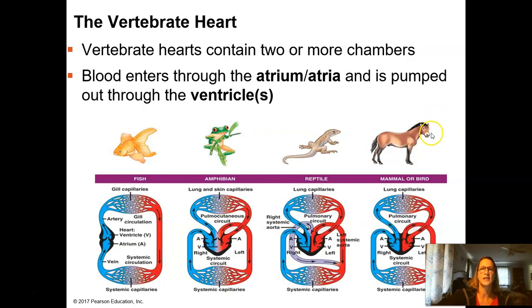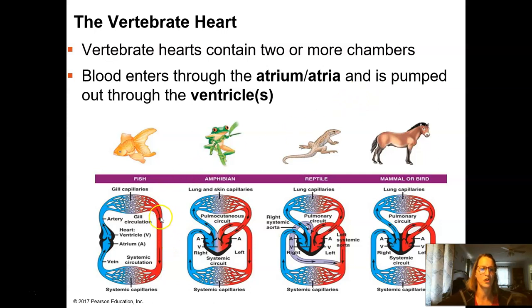All vertebrate hearts contain 2 or more chambers. You're probably familiar with human hearts having 4 chambers, but they don't all have 4 chambers. Some of them have 2, some of them have 3, and some of them have 4. Either way, the two types of chambers are the atrium and the ventricle. So no matter how many heart chambers you have as a vertebrate, blood is always going to enter through the atrium, and the blood is always going to be pumped out through the ventricle.